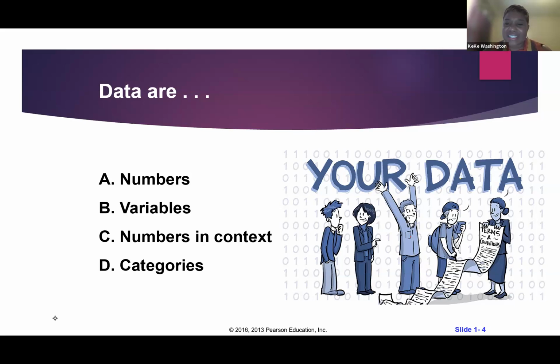In this case, when you're talking about data, you always want to consider data as numbers in context. That answer is C. You don't want to just say numbers, because statistics is a lot of analysis, a lot of summarizing the data. I don't want to just know what the value is. I don't want to know that the mean is 30. I need you to tell me what that represents, because that mean, the average, may or may not represent the center of my data.